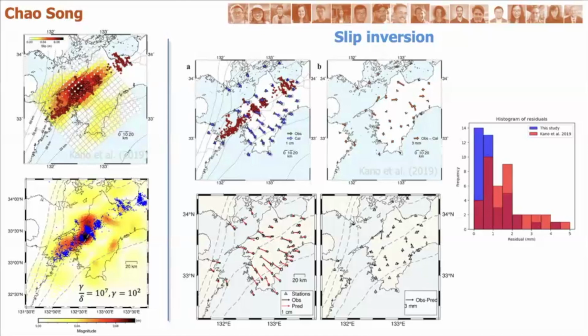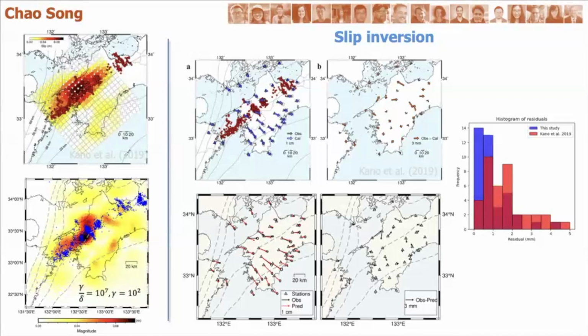And again, we can see how our prediction of the ground displacement according to the slip matches the observed data. The top row is their observation, and the bottom row is our result. And then quantitatively, we plot the histogram of the residual. Blue is our study here.